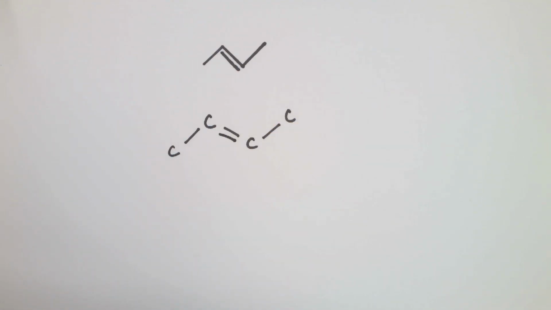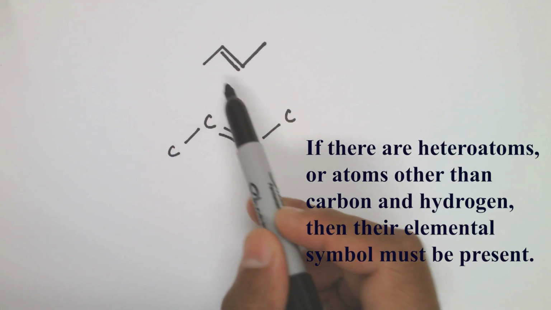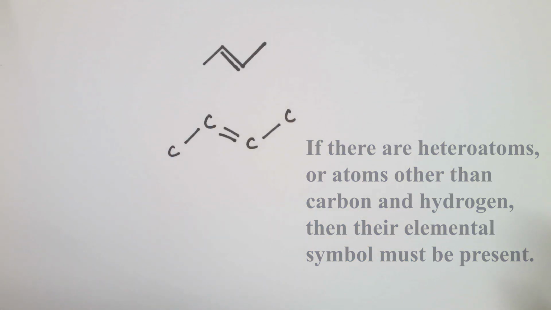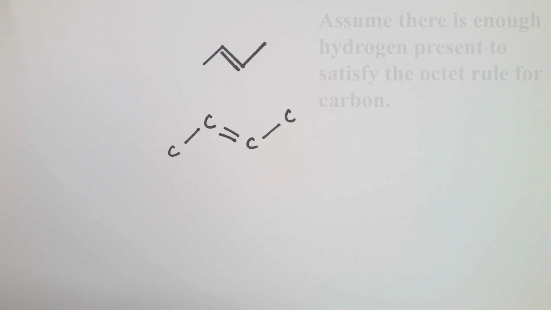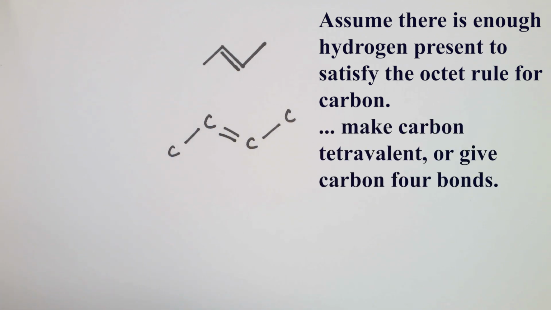atoms. The next rule is that if there are heteroatoms, or atoms other than carbon and hydrogen, then their elemental symbol must be present. Since I've already said that this example is a hydrocarbon, there are only carbon and hydrogen atoms present. The next rule is that we can assume there's enough hydrogen present to satisfy the octet rule for carbon. Another way to think about this is to make carbon tetravalent, or give carbon 4 bonds.